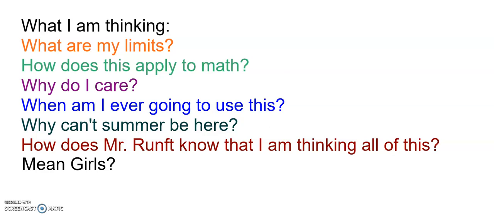So before we jump into this, these are a few things that I know you are thinking. What are my limits? Mr. Rumpke is mentioning limits. What are my limits? How does this apply to math? Am I still in math? What is going on here? Why do I care? Should I care? When am I ever going to use this? You're using it every day. Why can't summer be here? Of course. That's what we really want to know. How does Mr. Rumpke know that I'm thinking all of this?